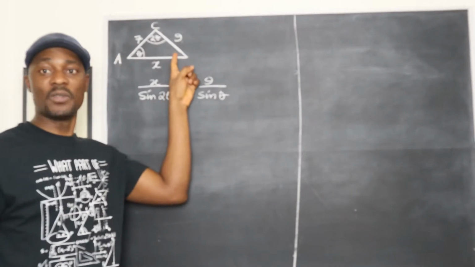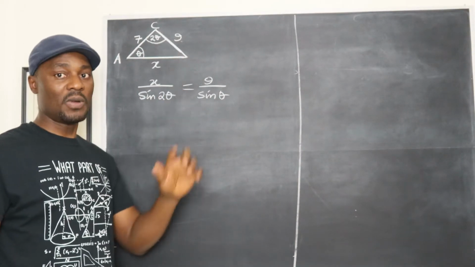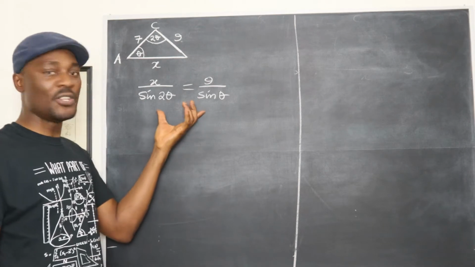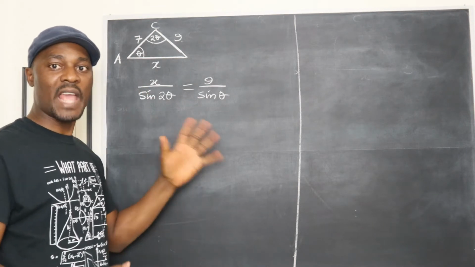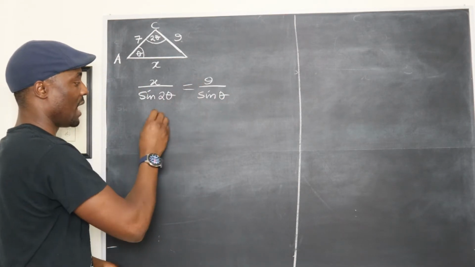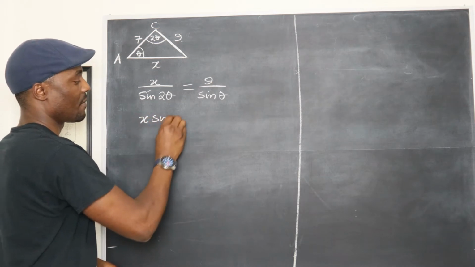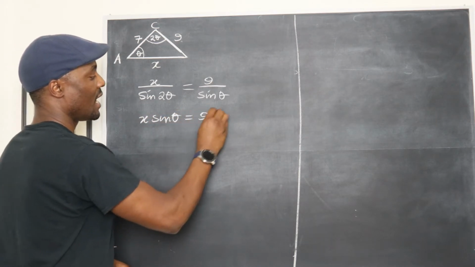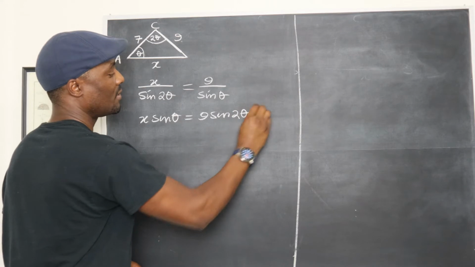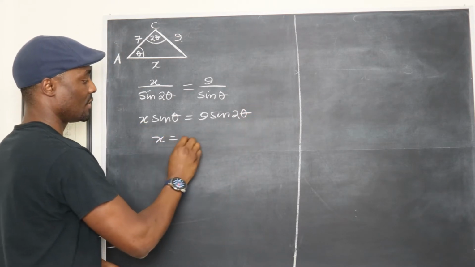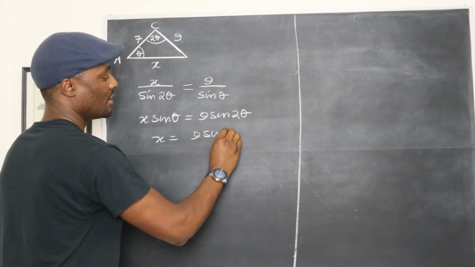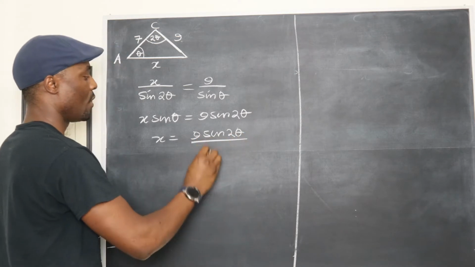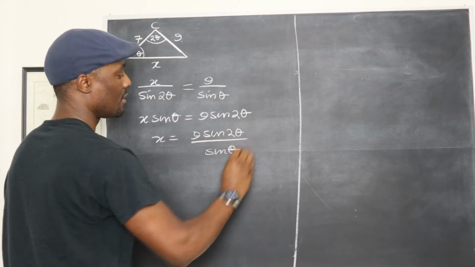I don't know what this angle is, so I can't use it right now, but right now I can use these two, and let me see what x will be. If I cross multiply, I'm going to have x sine theta is 9 sine 2 theta. So my x is going to be 9 sine 2 theta over sine theta.